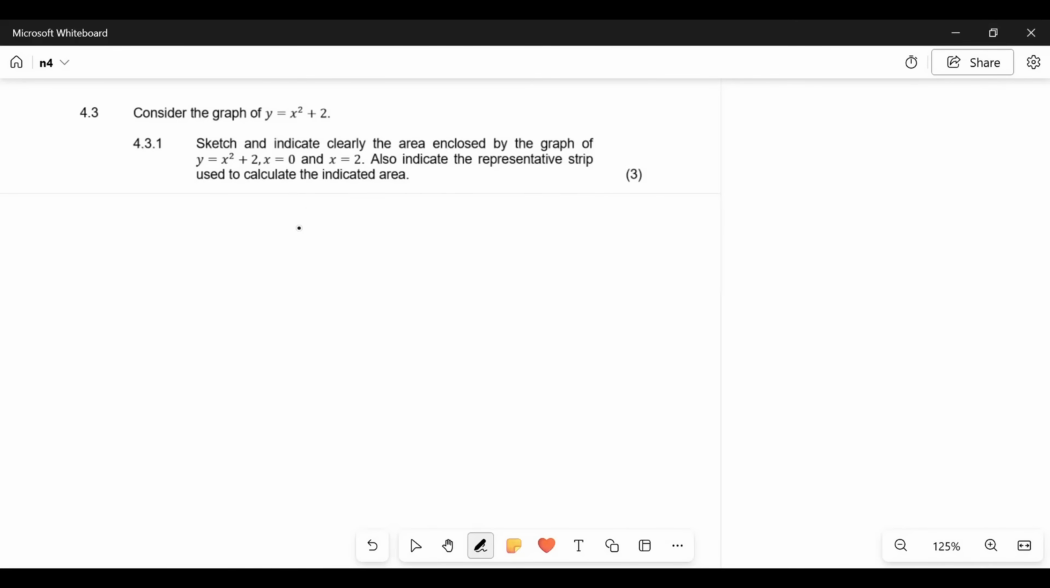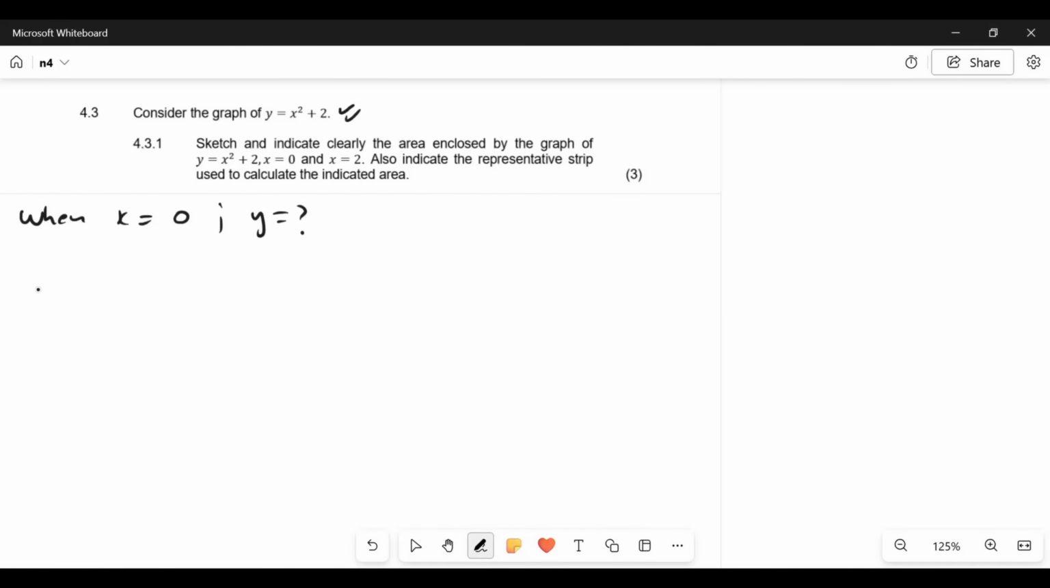So here we are given this graph, which is a parabola, and then they want us to draw that graph. Also, they want us to indicate the area that is formed by these 2 points, 0 and 2, on our x-axis. So let's draw the graph, and then let's indicate this. Now, before we draw the graph, we need to find the coordinates of this graph. So let's start with when x is 0, what is our y?